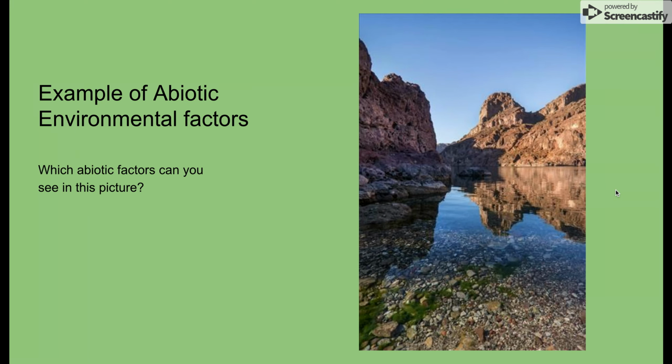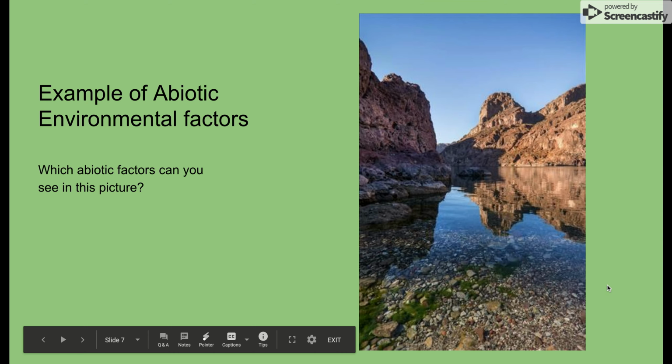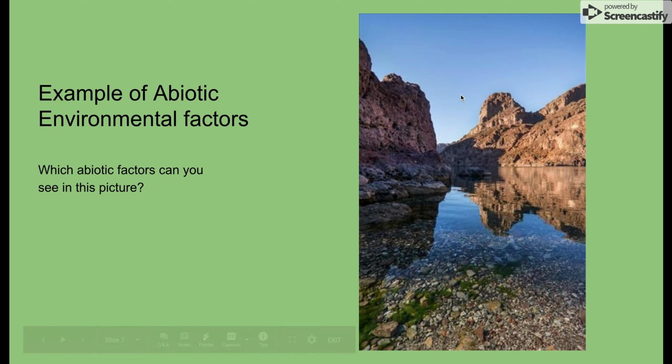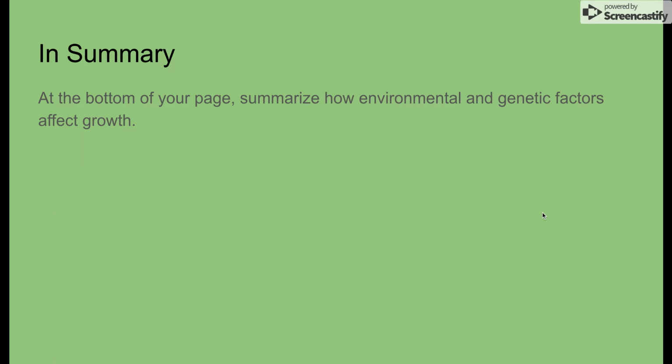For examples of abiotic factors, we've got our environmental factors here. This is what we think of most of the time. So you can look here. What do you see in this picture? If you said you see the rocks, you see water, you see air, you see sunlight, those are all good examples of abiotic factors.